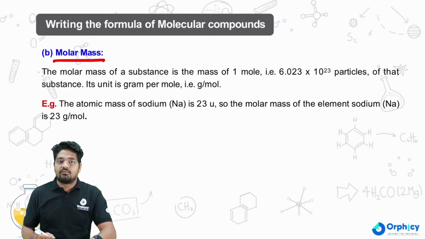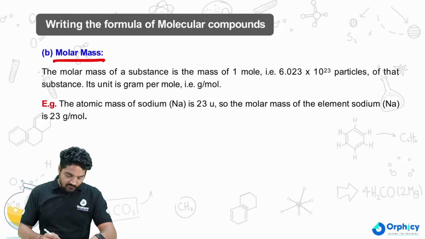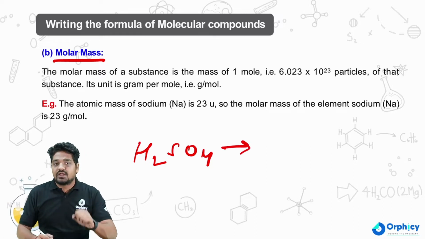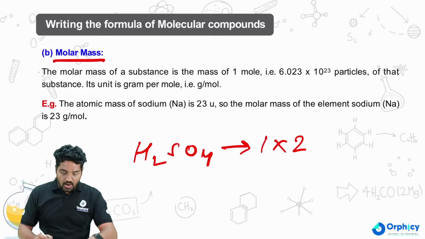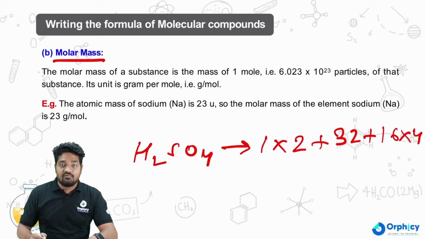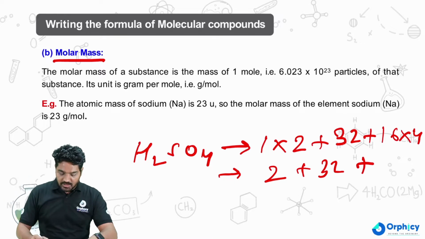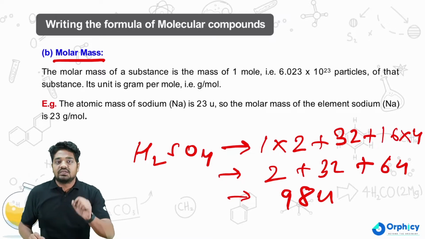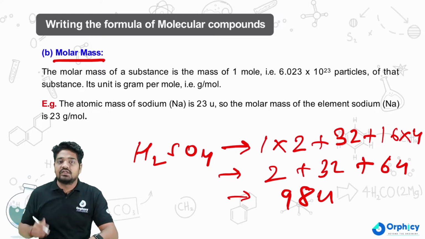So if I take an example, what is the molecular mass of H2SO4? To calculate the molecular mass of H2SO4, the mass of one hydrogen atom is 1 into the atomicity 2 of hydrogen, plus sulphur. The mass of sulphur is 32, plus oxygen we have 16 atomic mass multiplied by 4, that is its atomicity. So 2 plus 32 plus 16 multiplied by 4, that is 64, and if I sum it up it will be equal to 98 U. So this is the mass of one molecule of H2SO4, that is sulfuric acid.